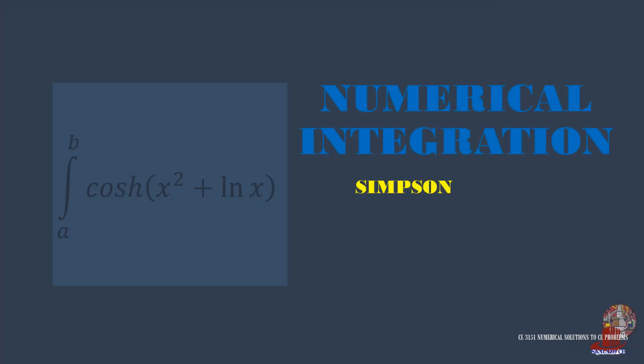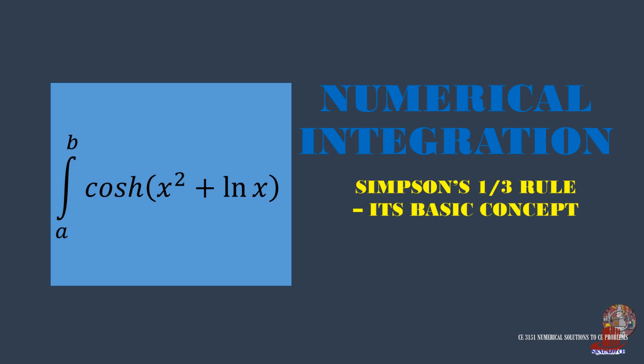Simpson's one-third rule in numerical integration is the most efficient approach in determining the area below a curve. Learn more about it here in Numerical Solutions to C problems.